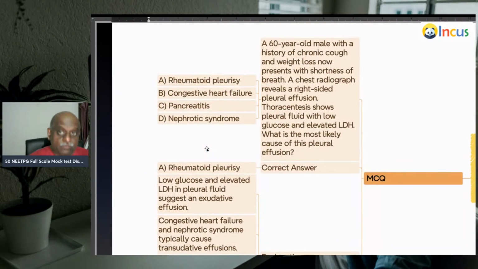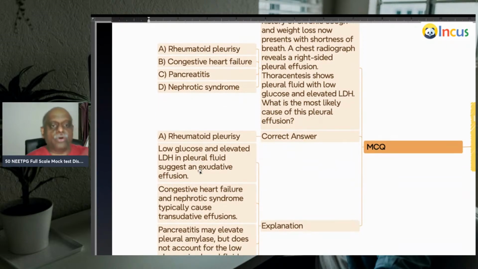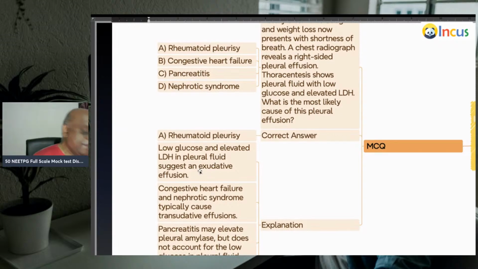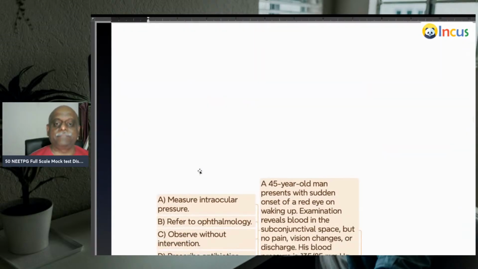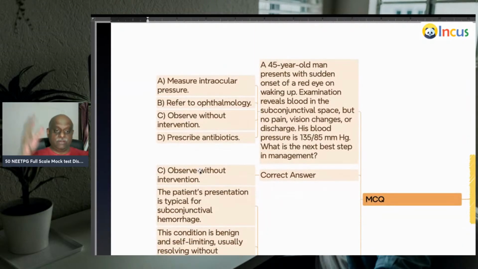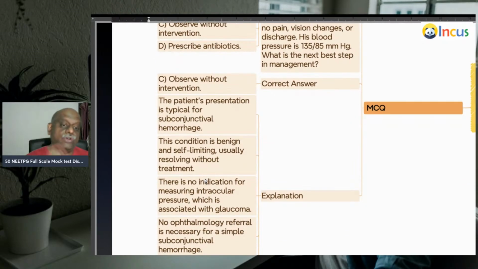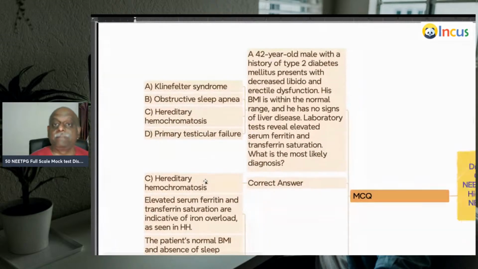Now, a 60-year-old with a history of chronic cough, weight loss, shortness of breath, right-sided pleural effusion, elevated LDH. Always, a low glucose and elevated LDH in pleural fluid means it is rheumatoid pleurisy, is what you need to remember. A 45-year-old with sudden onset of a red eye on waking up. Subconjunctival bleed is there, but BP is still normal. Any subconjunctival hemorrhage is self-limiting and usually resolves without treatment.